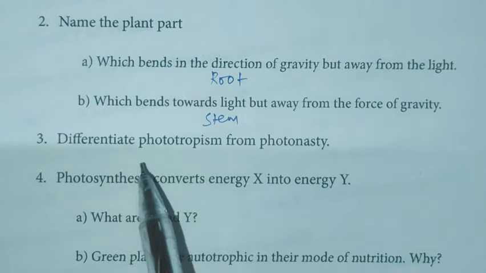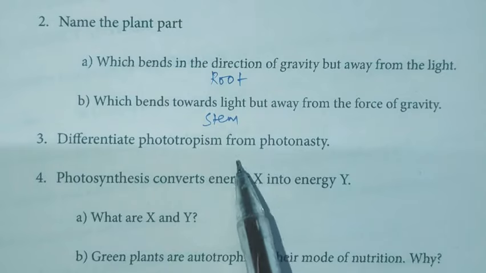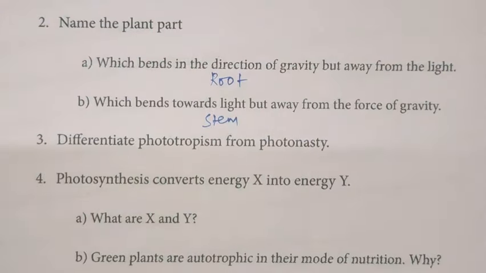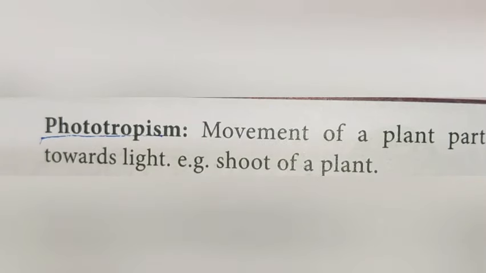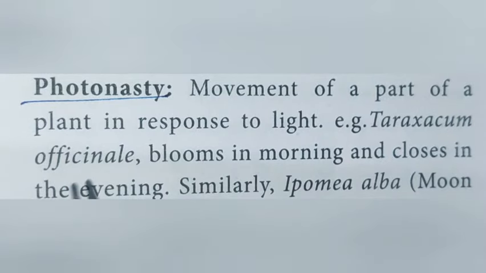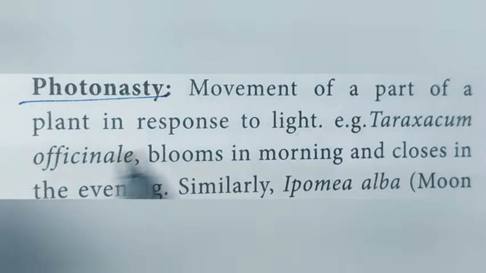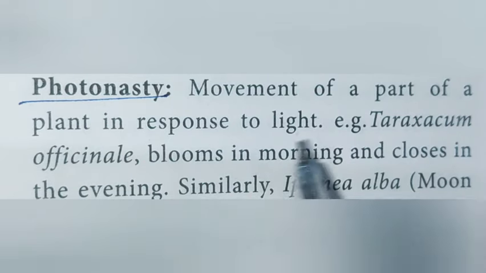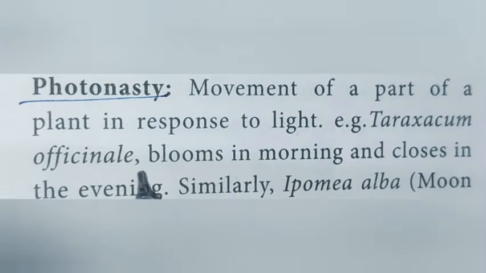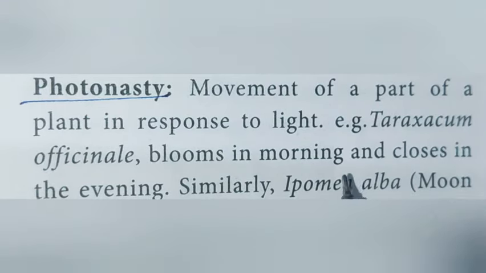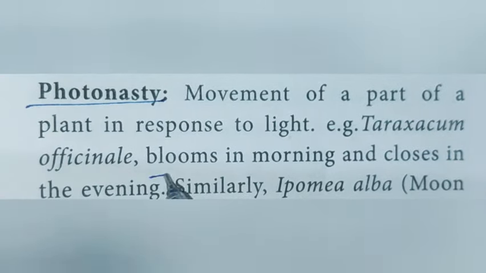Third one, differentiate phototropism from photonasty. Phototropism, movement of a plant part towards light. Example, shoot of a plant. Photonasty, movement of a part of a plant in response to light. Example, Taraxacum officinale, blooms in morning and closes in the evening.